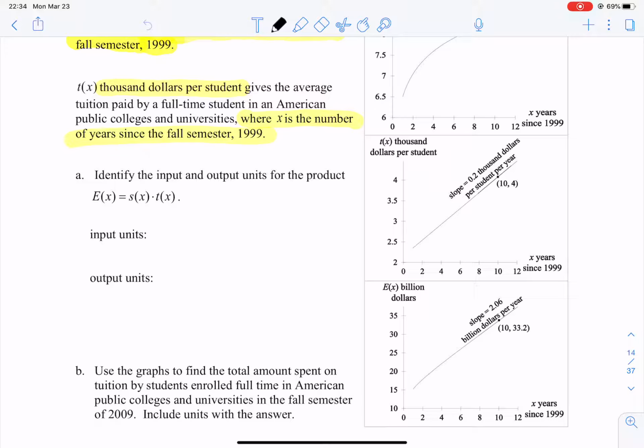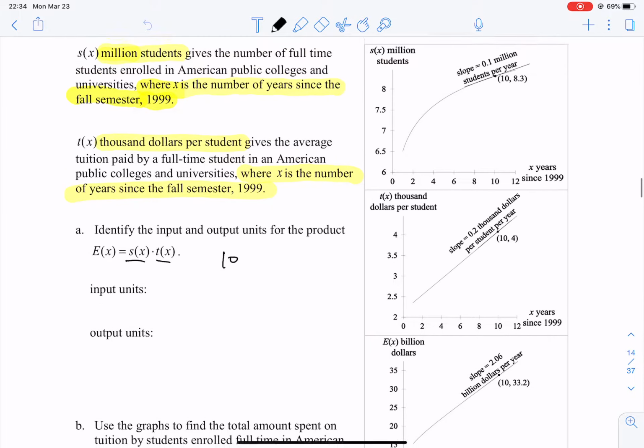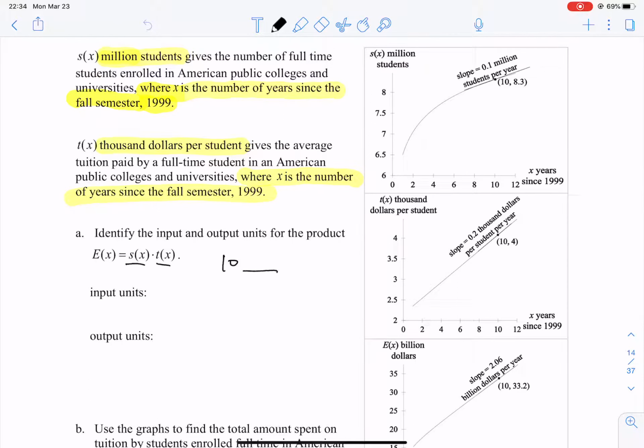So we know for this one, it's a product of 2 functions. We know s of x must have 2 parts. The first one is the number, for example 10, and the second part is the corresponding unit. It's just million students. So this is the full form of s of x.